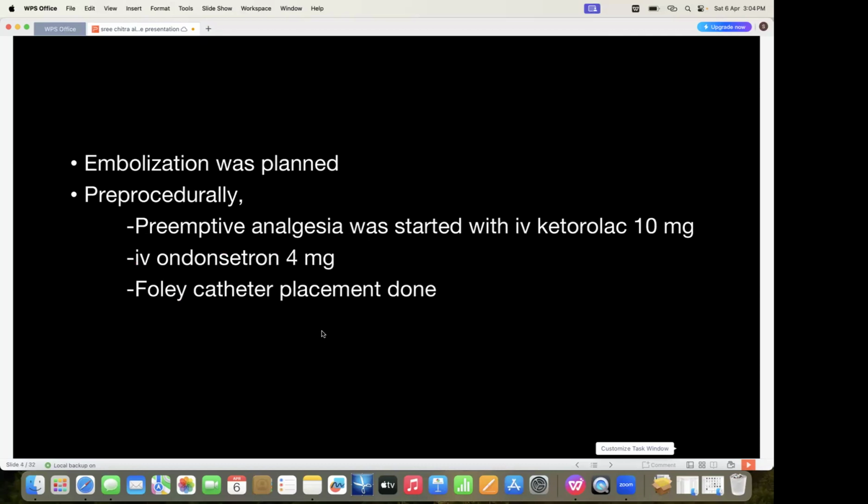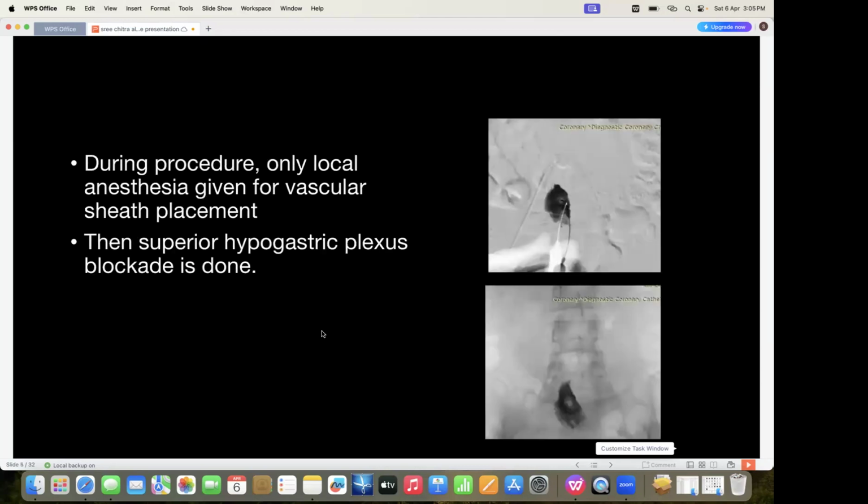After planning embolization, pre-procedurally, since fibroid embolization carries a lot of post-procedural pain, we started preemptive analgesia with IV ketorolac 10 milligram, and IV ondansetron 4 milligram was also started. Foley catheter placement was done so that the pelvic structures will be better visible during the angiogram. During the procedure, only local anesthesia was given for the vascular sheath placement.